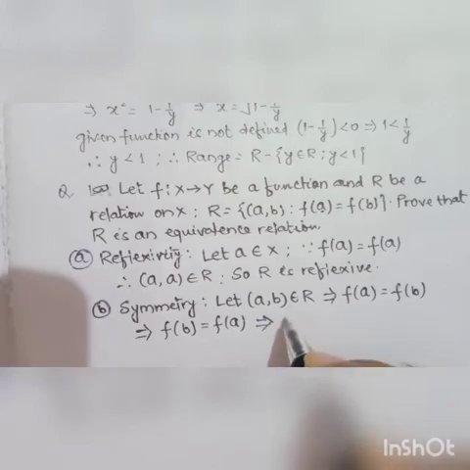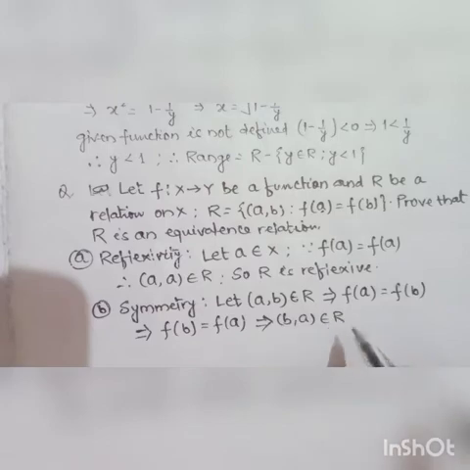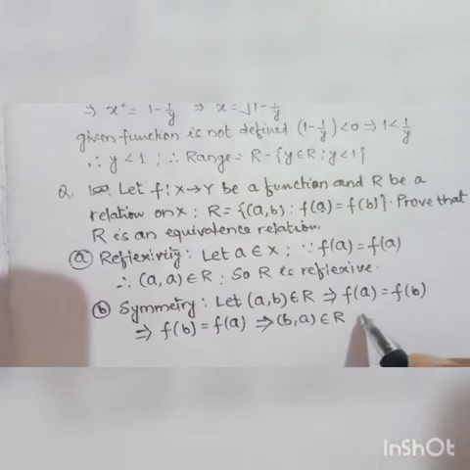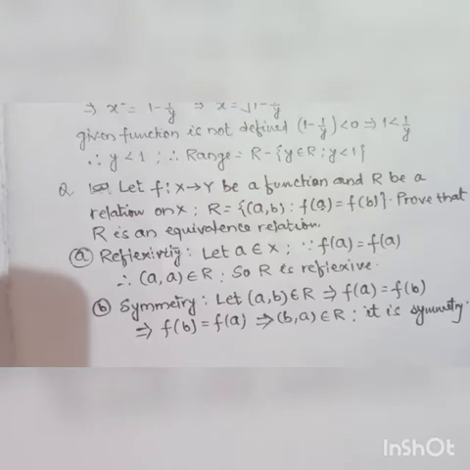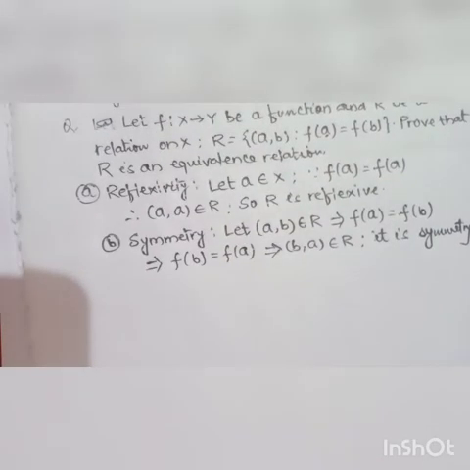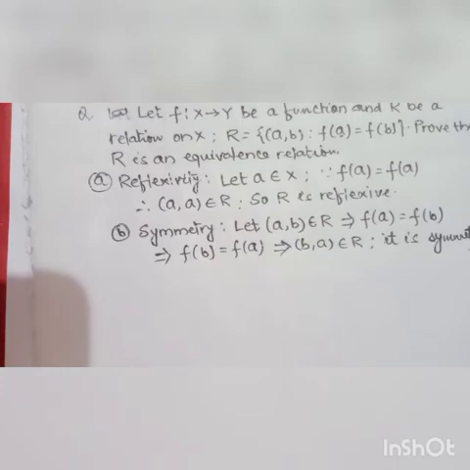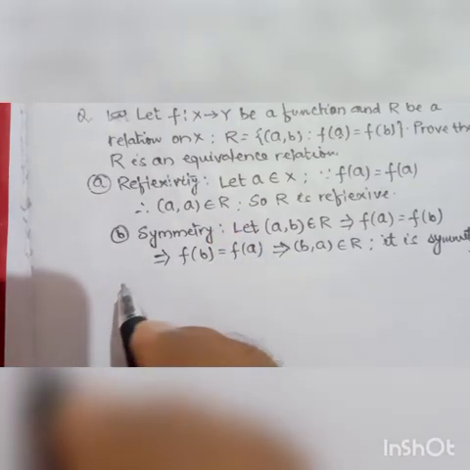Therefore (b, a) belongs to R. It means (a, b) belongs to R implies (b, a) belongs to R. So R is symmetric. And finally comes transitivity. This is the third condition.